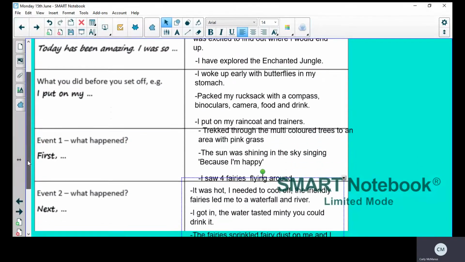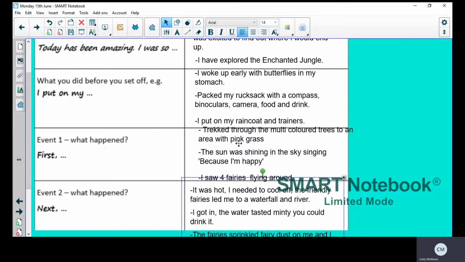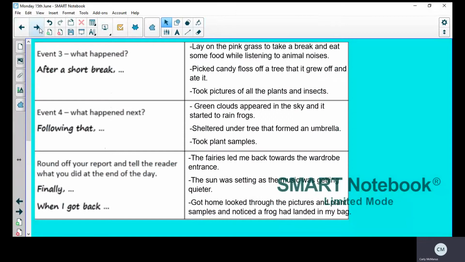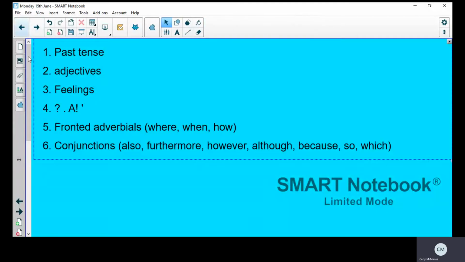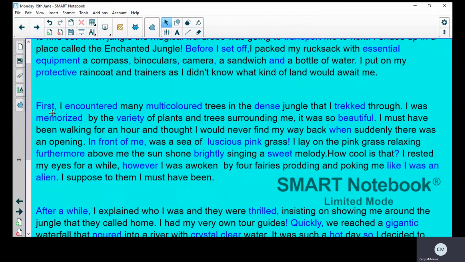And then event 1, this is my next paragraph. So in my plan, I said I trekked through the multicoloured trees to an area of pink grass. The sun was shining in the sky, singing because I'm happy, and I saw 4 fairies flying around. So I've had to develop that into a paragraph. So if we take a look, I've used my time opener first because it's the first thing that happened.